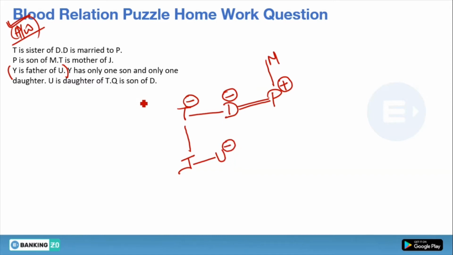Q is a son of D. So Q will go downside to D and P. And son means male, so positive sign.